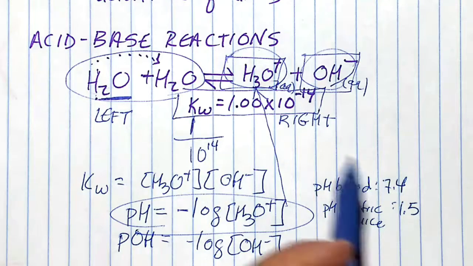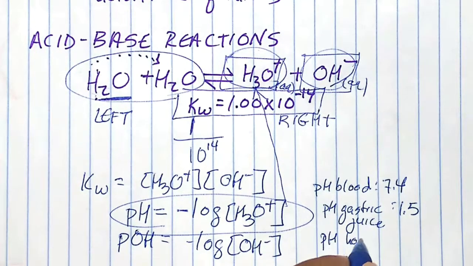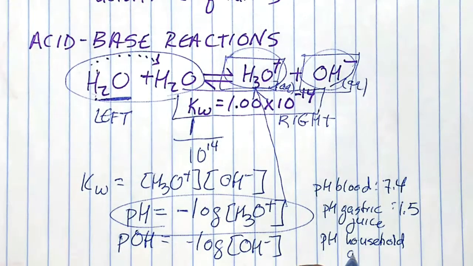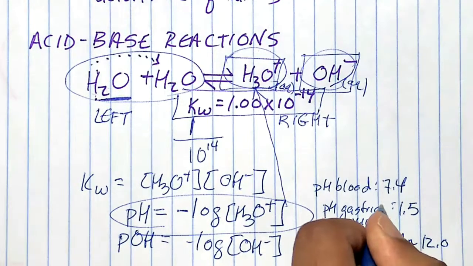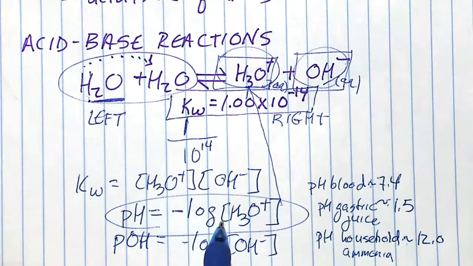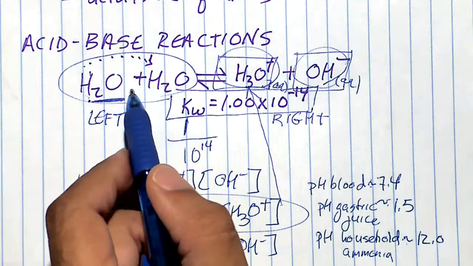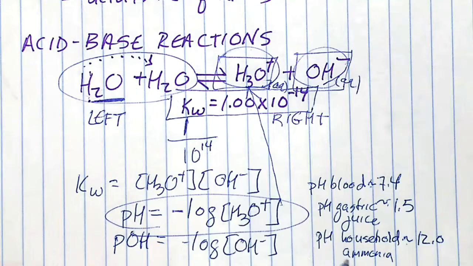So water is everywhere. The pH of household ammonia, used as a cleansing agent, is about 12. So different pHs reflect different concentrations of the hydrogen ion, which, because all of this is in water, reflect the capability of water of being an acid.